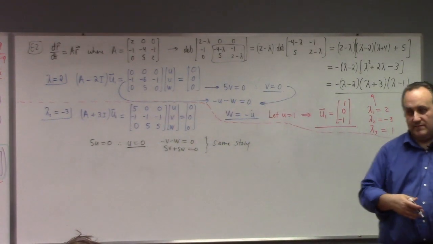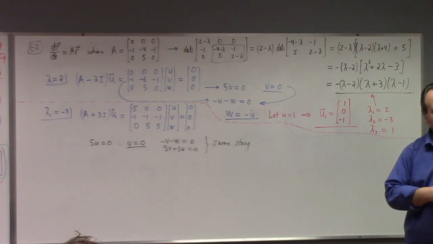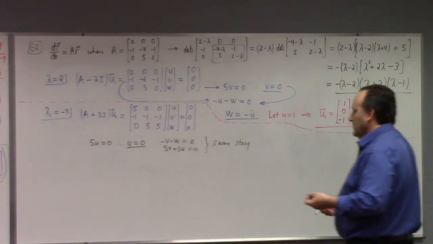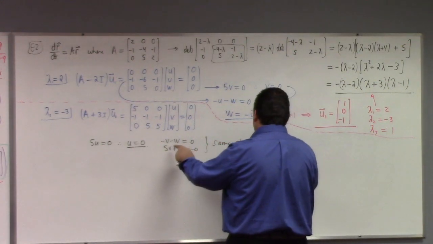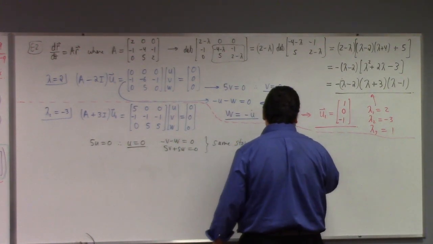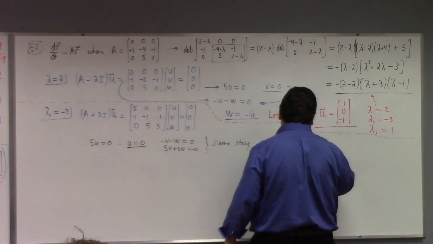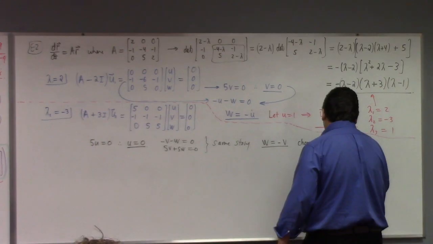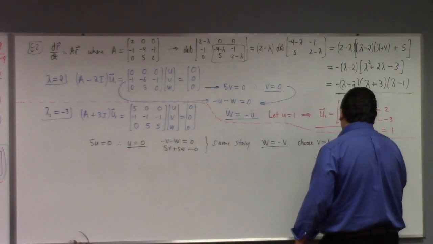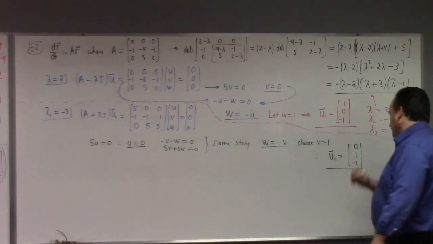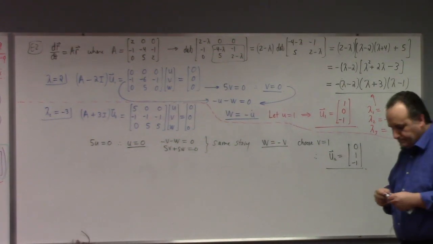The second and third equations are the same equation once you understand u is 0. So pick whichever one you like. I prefer the second one. And that gives me that w is equal to minus v. All right. I will now choose v equals 1. Therefore, my u2 vector is going to be 0, 1, minus 1. There's my second eigenvector.